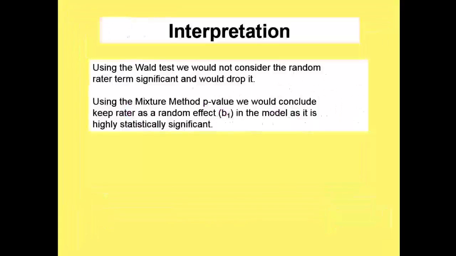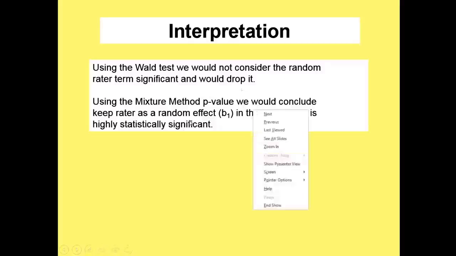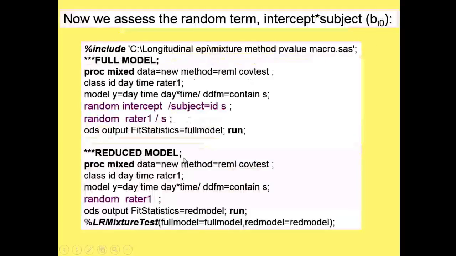Okay, so using the Wald test, we would not consider the random rater term significant and would drop it. Using the mixture test, the p-value would conclude we keep rater as a random effect in the model as it is highly statistically significant. You with me on that? That's what we've just done. Okay. So now let's suppose we want to assess whether the intercept is significant given that we're going to keep rater in the model.